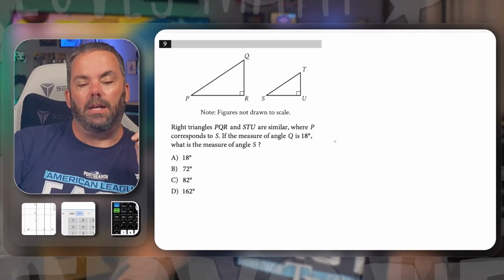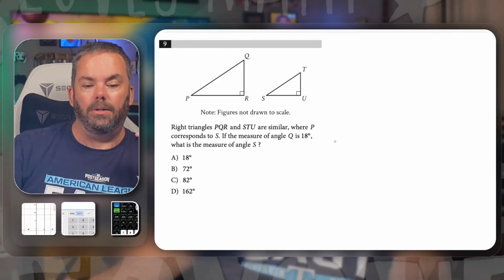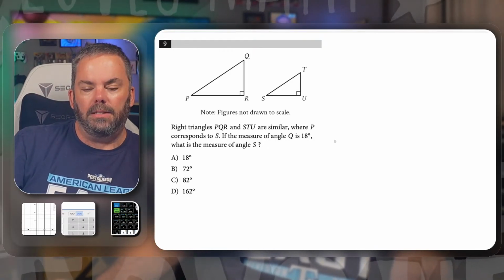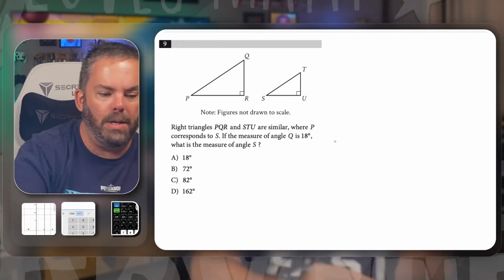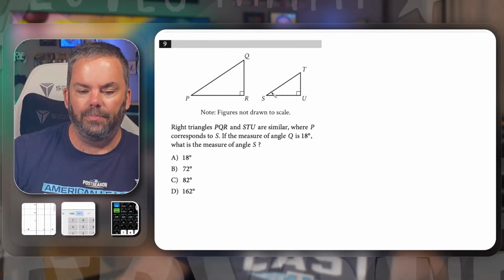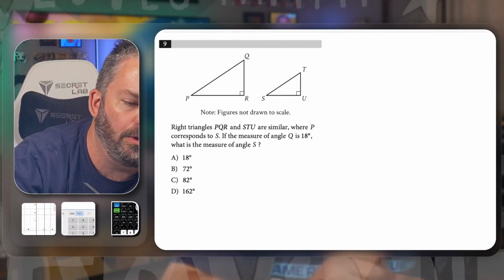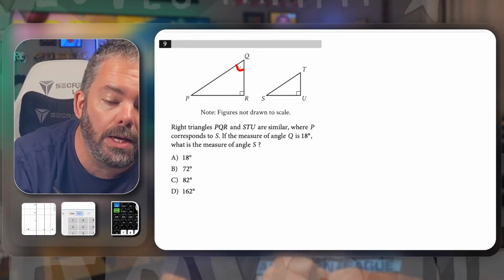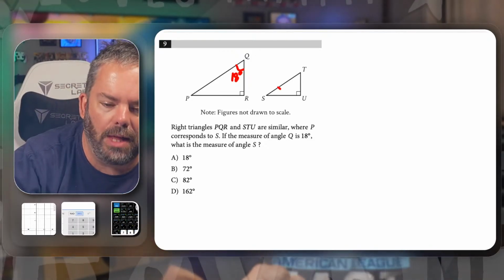All right, so let's take a look. Right triangles. So now these are right triangles and we see them, little squares. All right, PQR and STU are similar, where P corresponds to S. And we see that in the picture, right? P corresponds to S. They're both in the same places. All right, if the measure of angle Q is 18 degrees, so let's label that. All right, so the measure of angle Q is 18 degrees. What is the measure of angle S?